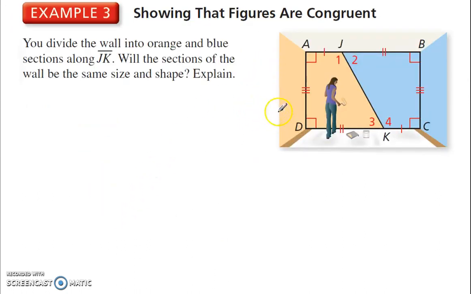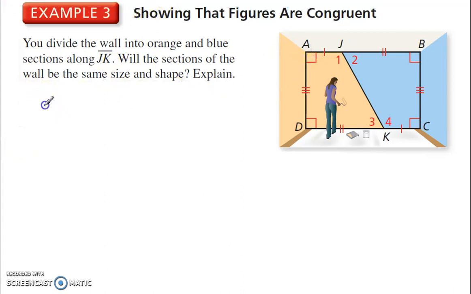All right, we're painting a wall. You divide the wall into blue and orange sections along this line. Will the sections of the wall be the same size and shape? Okay, well, let's look at these shapes and see, are they going to be the same size and shape? First off, we'll state everything we know here.